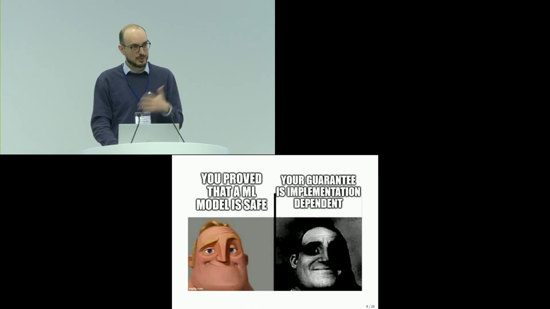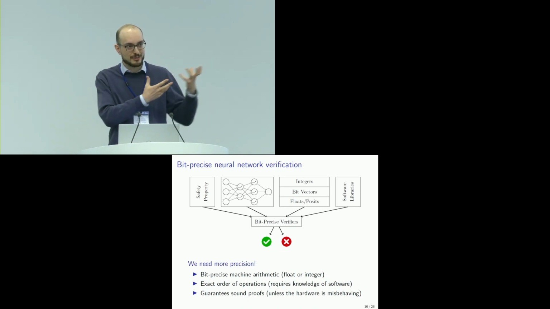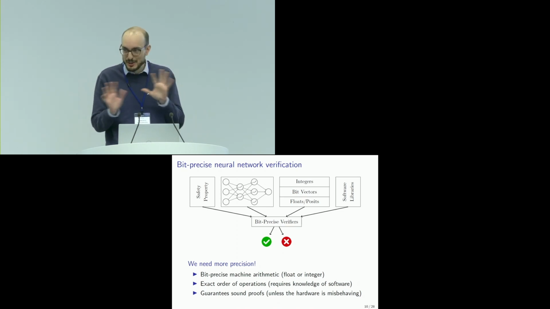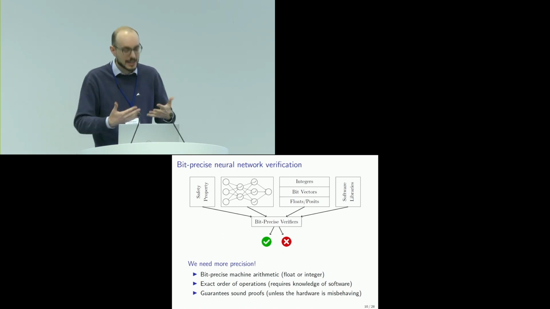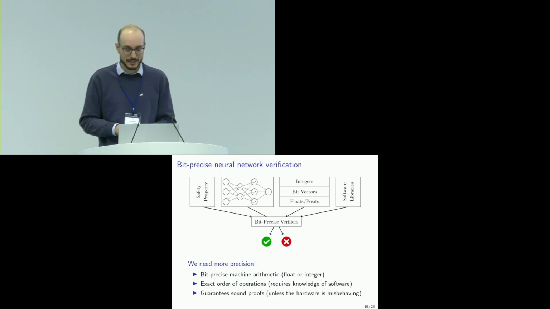So we need to do something else, which we call bit-precise neural network verification, where we need to give the verification algorithm more information about what's going on. And this information is, of course, numerical representations, floating points, integers, something that tells exactly how I'm manipulating numbers, but also software libraries. In this way, we know exactly the order of the floating point operations, so we don't have problems with associativity and commutativity. And we hope to get a sound proof. Of course, up to the hardware misbehaving, right? We are not going down to hardware level.